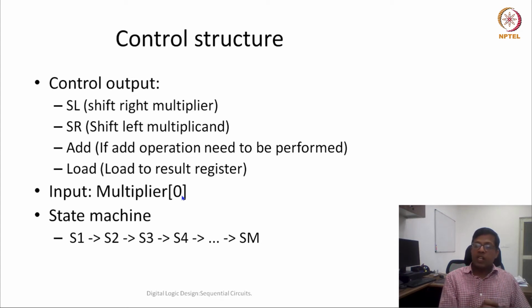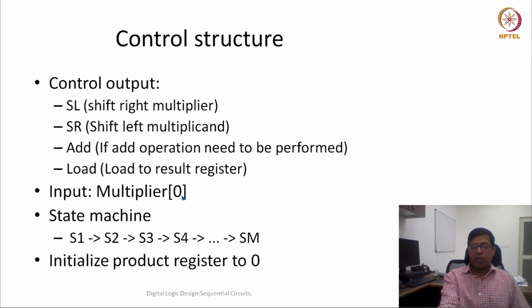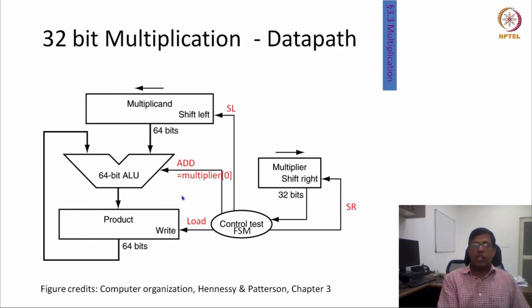It's going to be an m state machine, where the states simply go from one to another, S1 to S2, S2 to S3, S3 to S4. So essentially it's a counter, a modulo m counter. And for example if the number of bits is 32, then a 5-bit counter would be sufficient. So let's look at the data path.